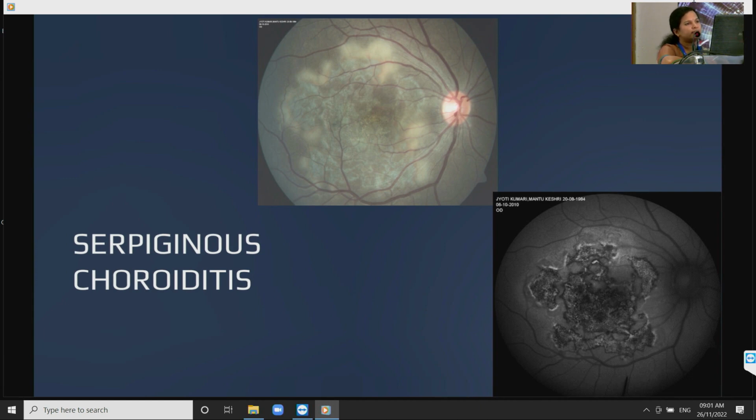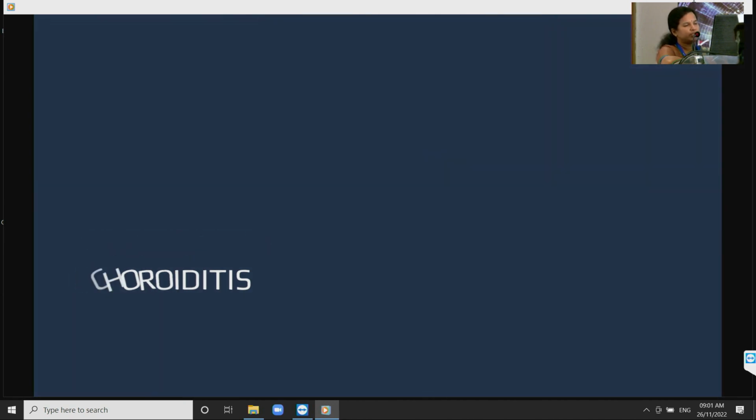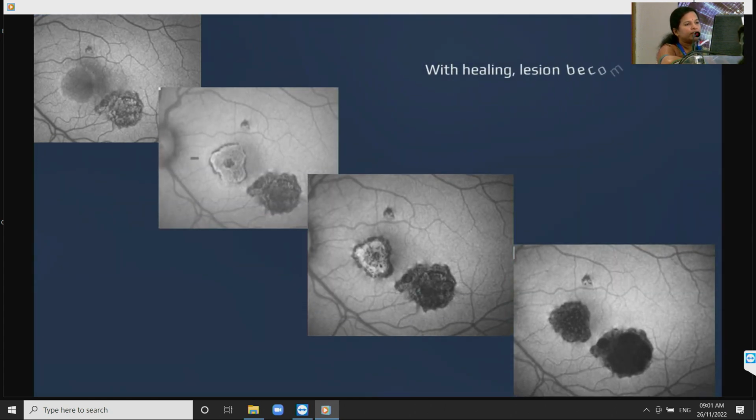Similarly, in serpiginous choroiditis, it helps in detecting early reactivation of an old lesion. It appears as a ring pattern of hyperautofluorescence at the edges of the old lesion. And as the lesion heals, it becomes more and more hypo, and when it heals completely, it becomes totally hypoautofluorescent.